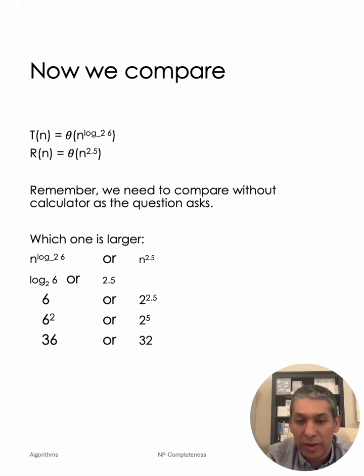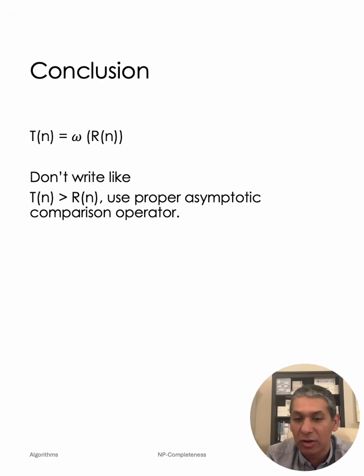Now we go ahead and simply compare. We want to compare n^(log₂6) versus n^2.5. We don't know the log values, and we're not supposed to use any calculator, but we can simply take powers of 2 on both sides. Therefore, we compare 6 versus 2^2.5. We may not remember the square root of 2, so we can simply take the squares on both sides. We get 6² versus 2^5, and clearly 36 is larger. Therefore, log₂6 is greater than 2.5, and that's our conclusion.